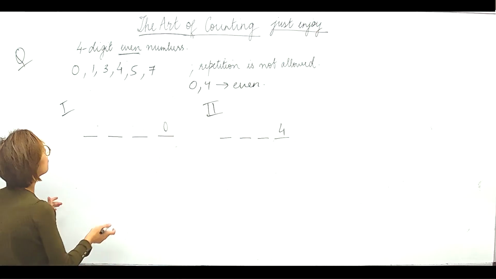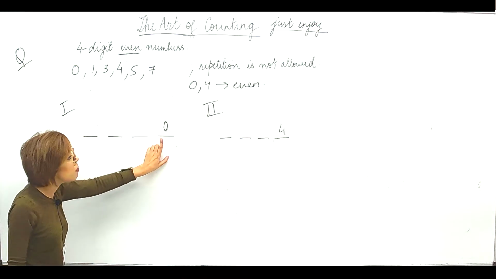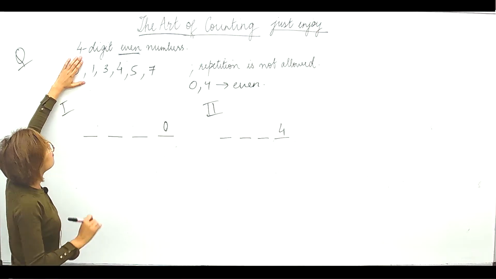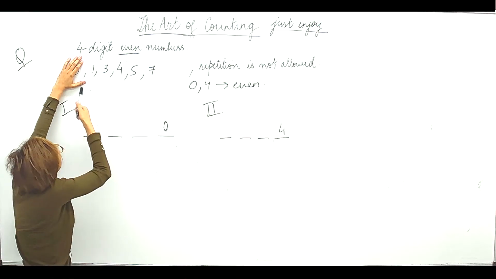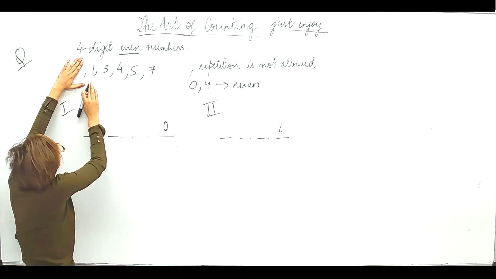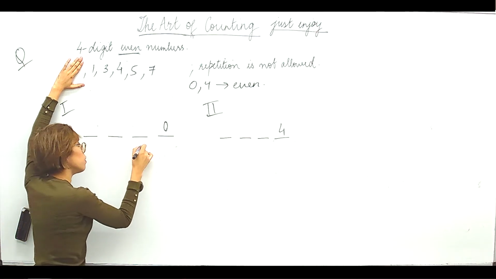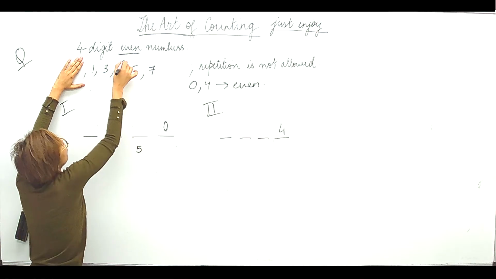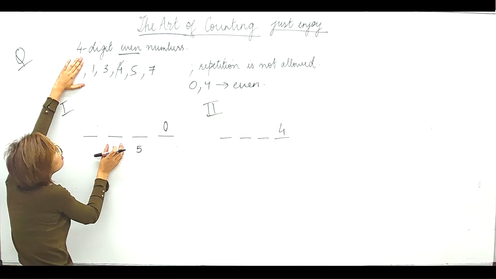Now, let's talk about case number 1. Now, it is fixed that at units place I have 0. So 0 को cut कर दो. Now, what can I fill here? 0 तो वैसे ही हमने cut कर दिया. So I have 5 choices. 1, 2, 3, 4, 5. Okay. Suppose मैंने यहाँ पे रख दिया था 4. 4 भी exhaust कर लिया. Now, for this place, how many choices I have?